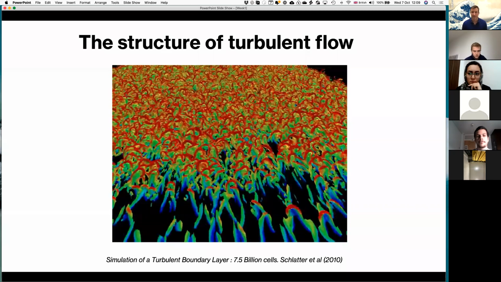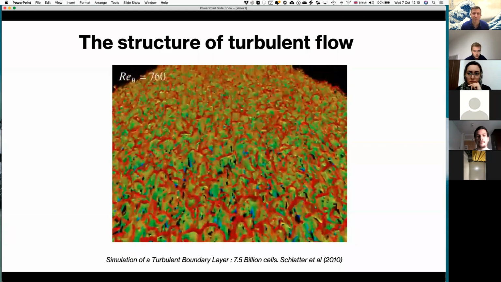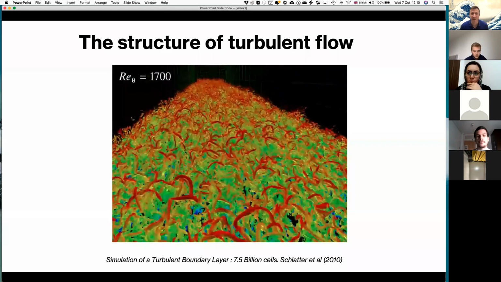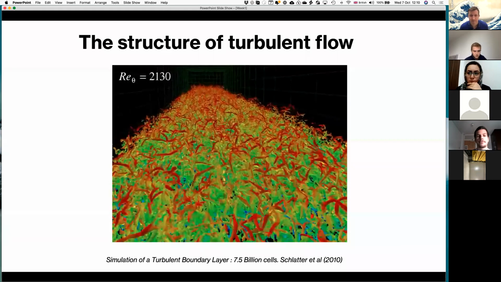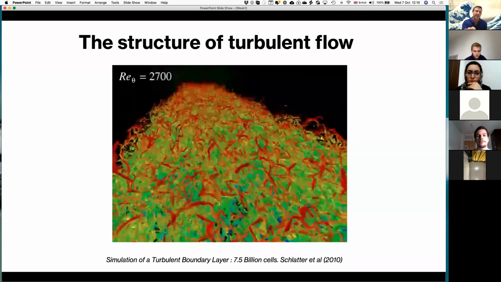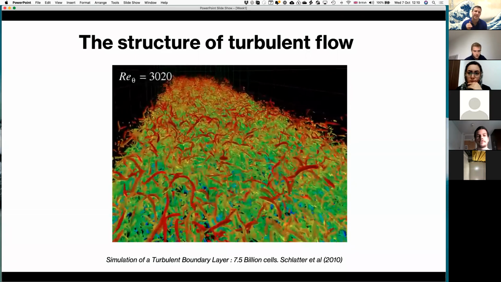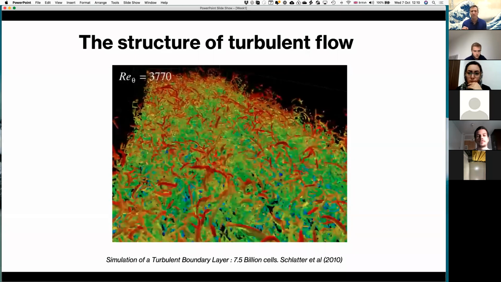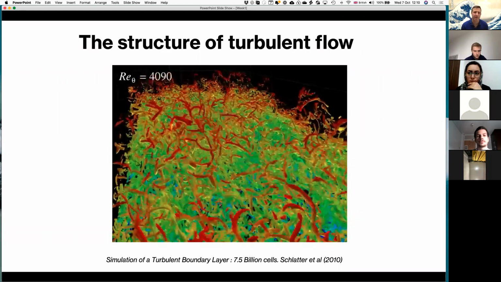At the time that it was published, it was amongst the most detailed, most ambitious simulations that had ever been attempted. And what you're seeing here as you go into the video, you see the flow become more chaotic as you go further down the boundary layer. The flow becomes more and more turbulent, and the boundary layer becomes thicker.